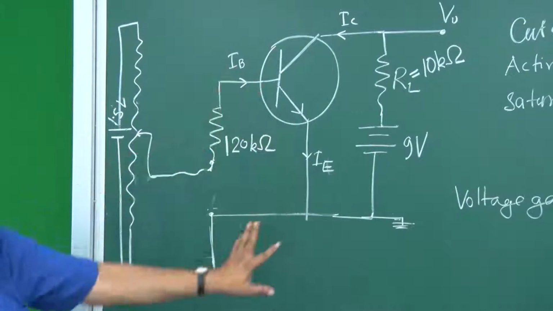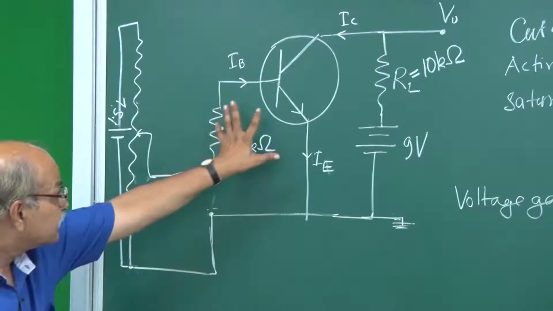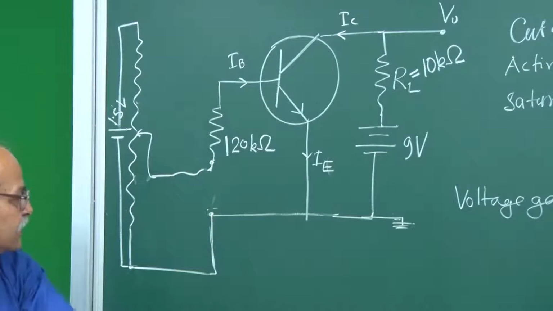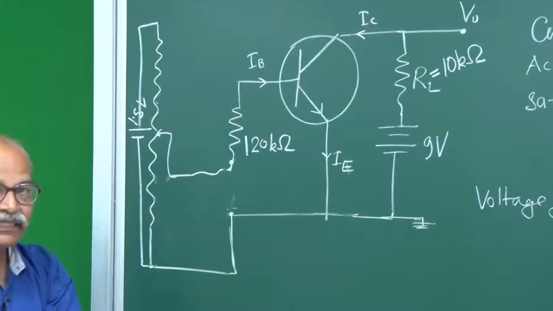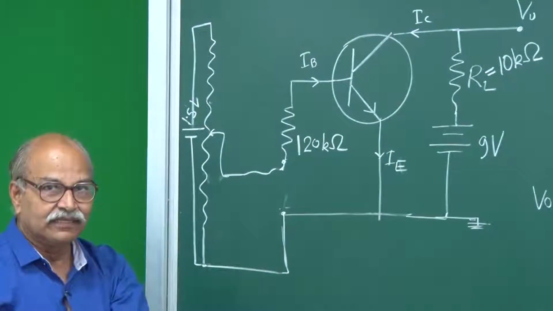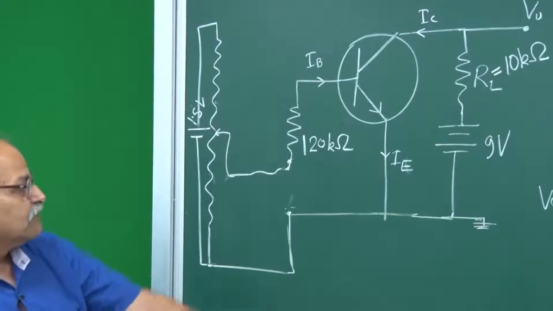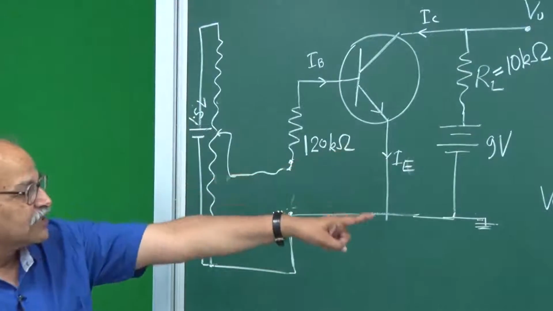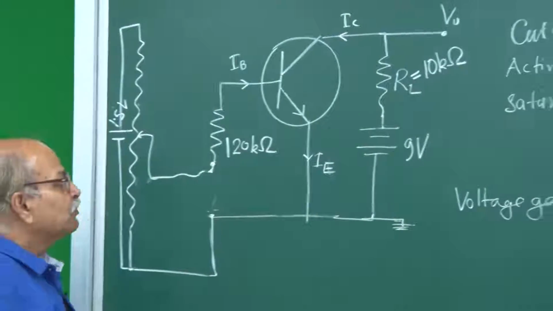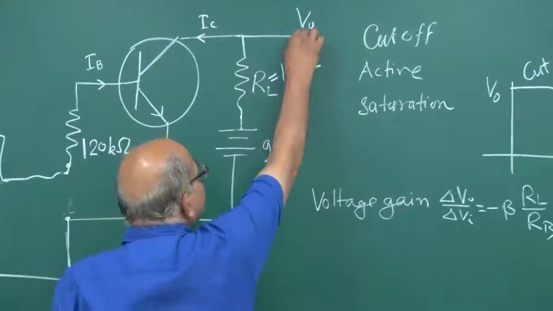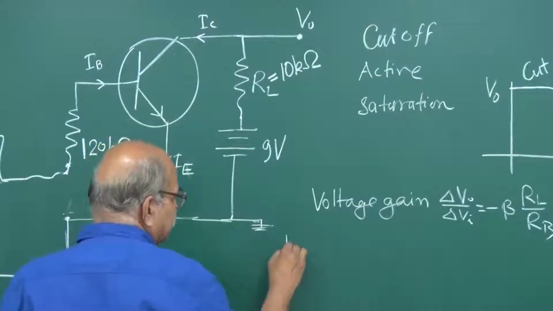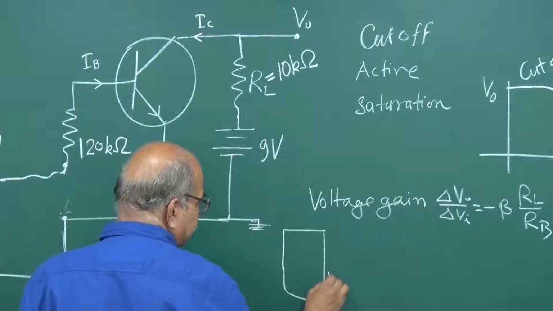Keep this circuit in mind and see how it is being assembled here, and follow each step closely to see how things are connected, and then we will make measurements. Measurement of what? Measurement of this VO and measurement of this VI. To measure this VO, we will take a multimeter.